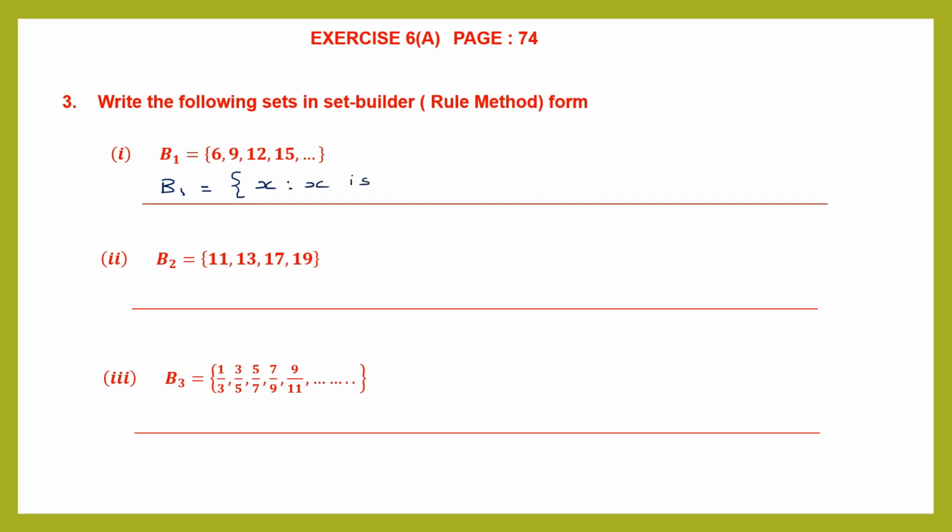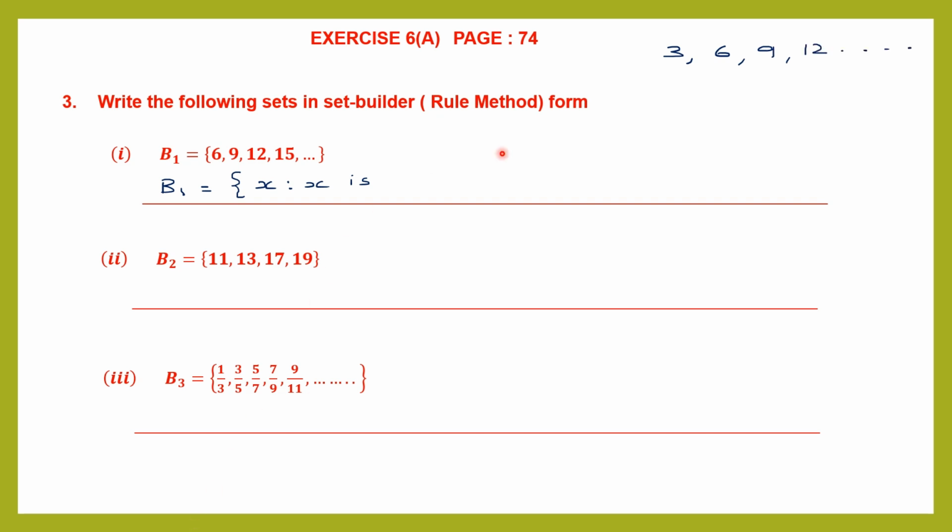Okay, that means here X stands for every element here. So what is every element? So first thing we need to understand what the elements are. 6, 9, 12 and 15. What do these elements look like? These numbers look like they're multiples of 3, isn't it? What are all the multiples of 3? 3 ones are 3, 3 twos are 6, 3 threes are 9, 3 fours are 12 and so on.